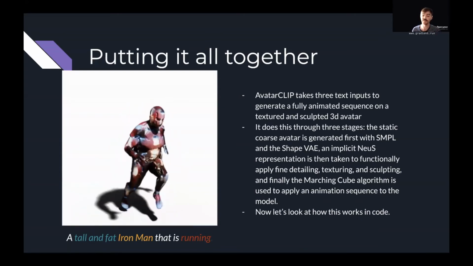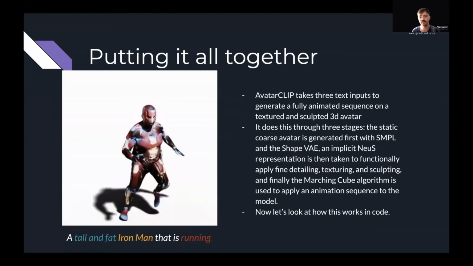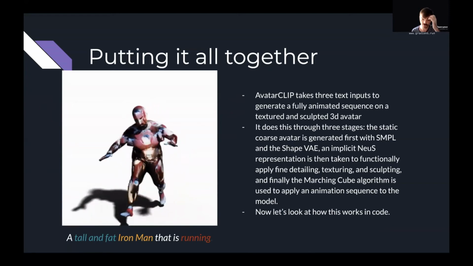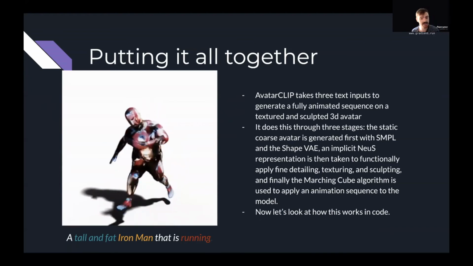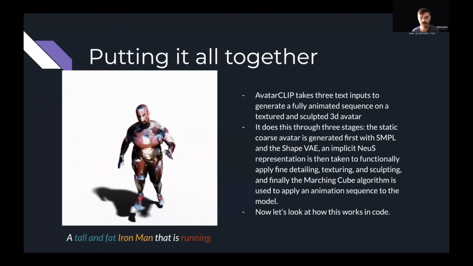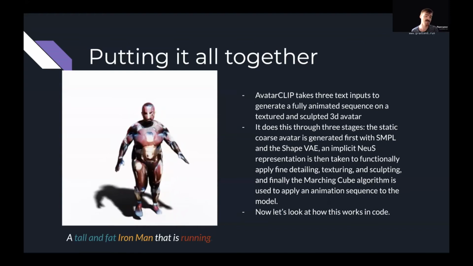In full, it takes 3 text inputs. That is our T-shape, T-app, and T-motion to generate a fully animated sequence on a textured and sculpted 3D avatar. It does this in 3 stages. The static avatar is generated first with SMPL and the shape VAE. Then an implicit NeRF representation is used to functionally apply fine detailing, texturing, and sculpting. And finally, the marching cube algorithm is used to apply the animation sequence we determined with the variational autoencoder in the previous slide to the model.